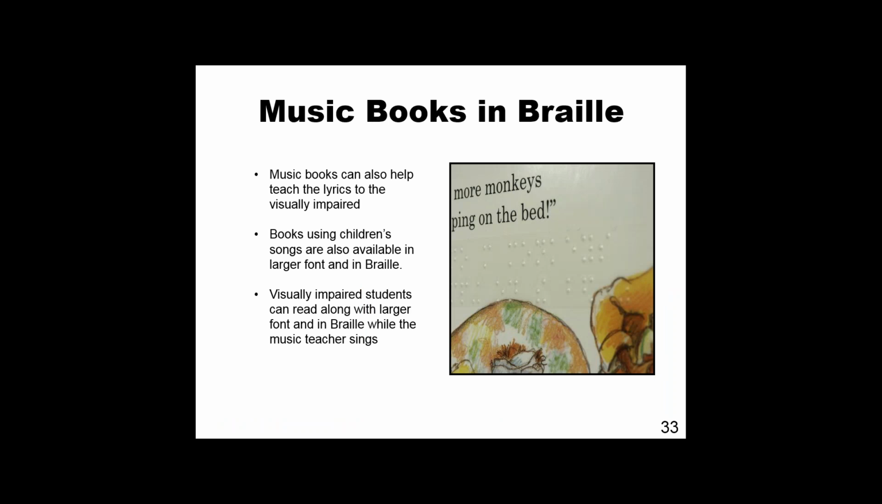I found that a lot of these books are available in Braille and/or larger font. And before this year, I actually didn't even know it, but I just found them, and it's been a nice addition to our classroom. So these really do help our visually impaired students read along, sing along, or maybe just follow when the music teacher is singing, or if the music is being played.